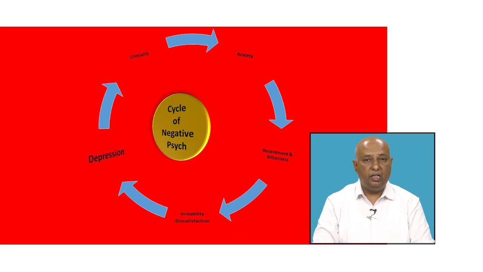So anxiety, the uncertainty, leads to resentment and bitterness. When prolonged anxiety is there, it may turn into resentment and bitterness, which further aggravates into irritability and dissatisfaction. Dissatisfaction leads to depression or mania, and when they go uncontrollable, they may turn into criminality. So this is a vicious cycle of emotions, the negative psychology, which alters the behavior of thinking, which alters the behavior of expression, which alters the conduct of an individual, which may not be normal, which may be immoral. So remember, my child, this cycle of negative psychology.